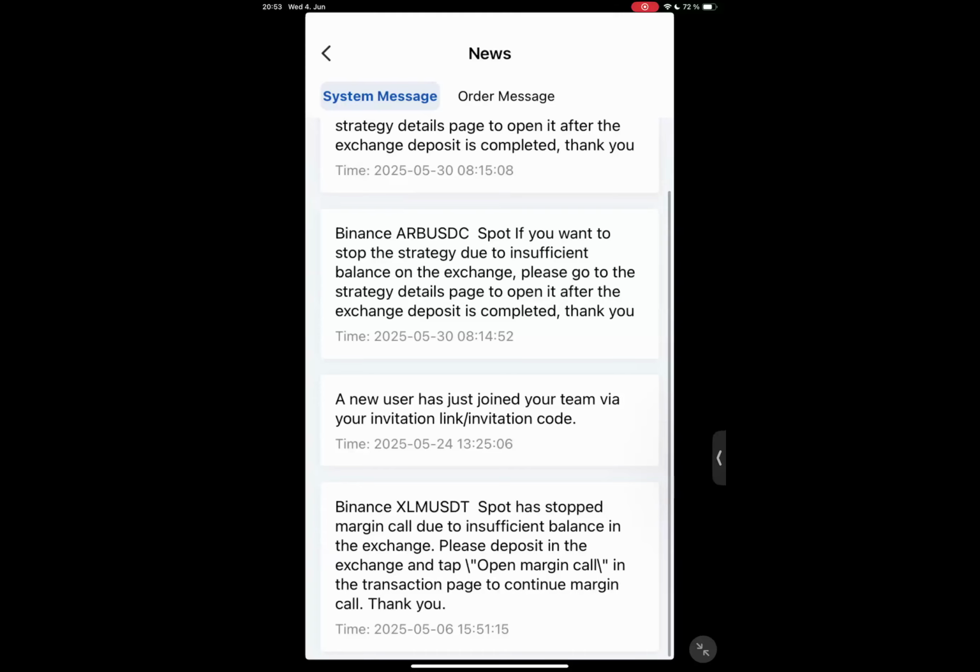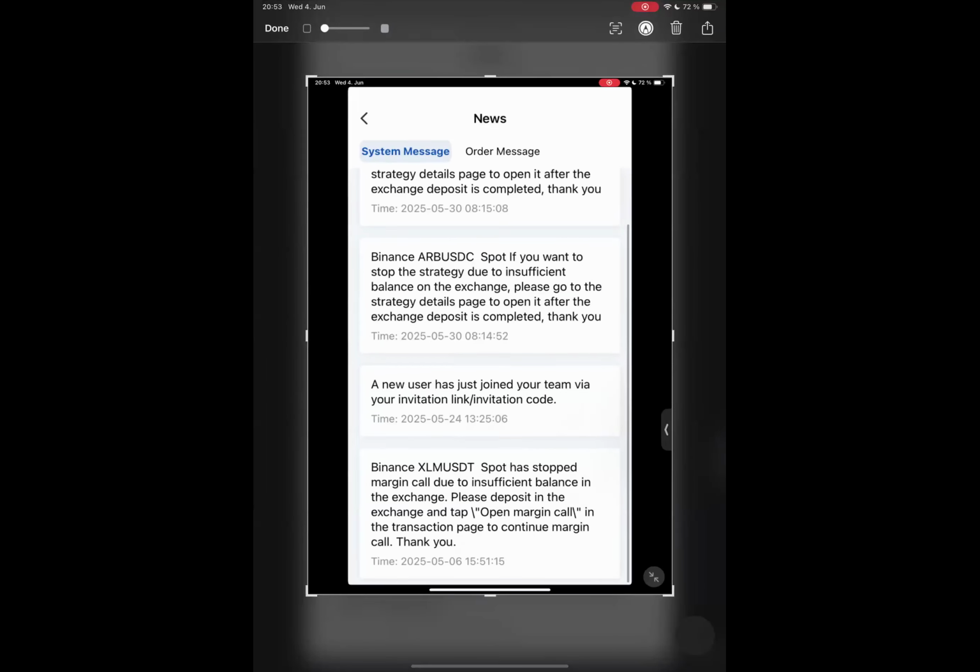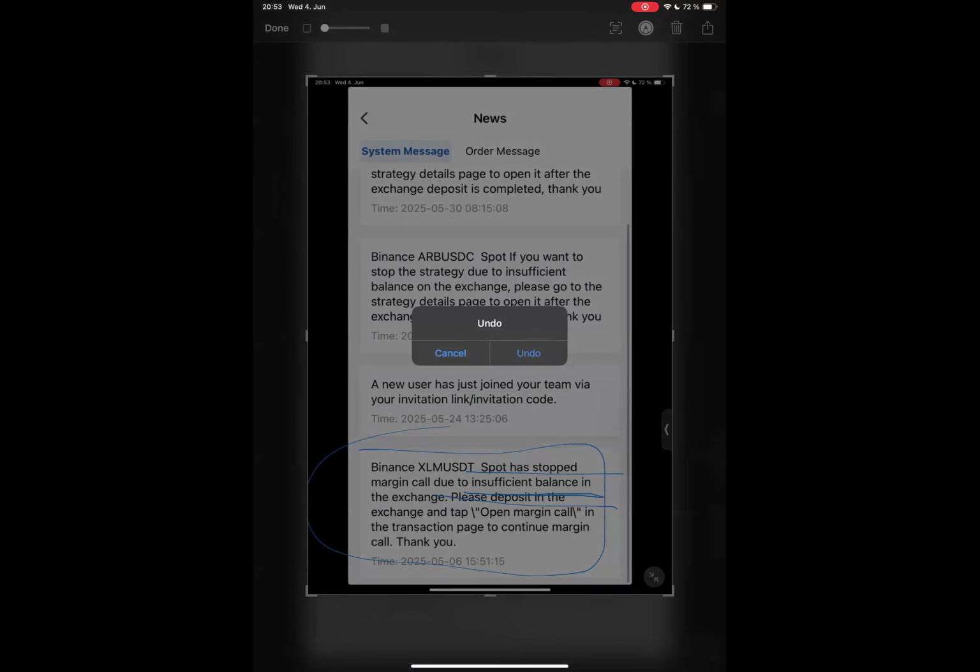That's when you get a message like "XLM USDT has stopped due to insufficient balance. Please deposit." Now, if you don't have money to deposit, it's not a problem. Sometimes the calls that have been bought previously could sell. Then it will dump some more USDT. Then you can go and switch on the margin call. Is that clear?